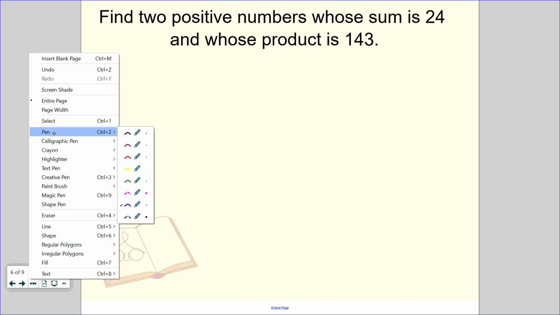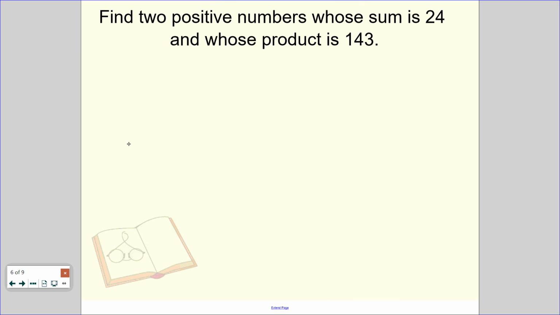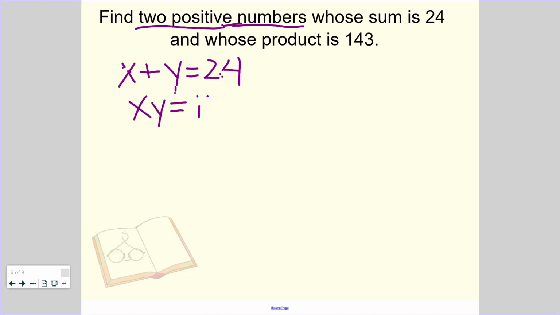Let's do a word problem. Find two positive numbers whose sum is 24 and whose product is 143. So two numbers, and they have to be positive. We want their sum, so let's call them x and y. Add them together to be 24. And then we want their product, multiplying, to be 143. And then there's our system set up.